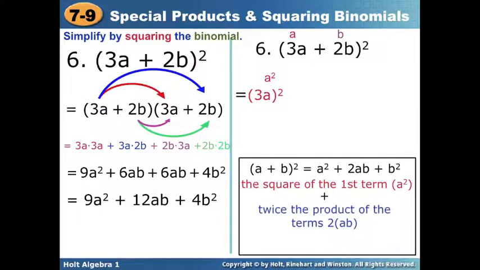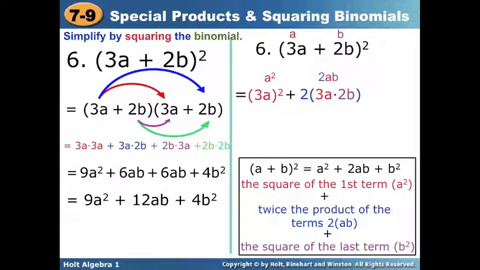Now twice, which means 2 times, the product of the two terms. So 2 times 3a times 2b. Finally, we're going to add the square of the last term. So plus (2b) squared. Again, the 2b needs to be in parentheses.